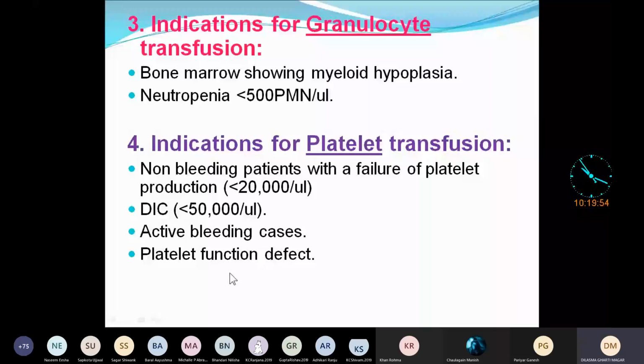Understood here? So granulocyte, in case of myeloid hypoplasia, whenever neutropenia is there, neutropenia means less than 500 neutrophils per microliter. Platelet transfusion can be given if a patient is not bleeding but the platelet count in his blood is less than 20,000. In case of DIC, disseminated intravascular coagulation, less than 50,000. And also in case of active bleeding cases and platelet function defect. Here the platelets are normal. The count may be 1,40,000 or 2,50,000, but still the platelets will not function. So that time also we can give the platelet transfusion.